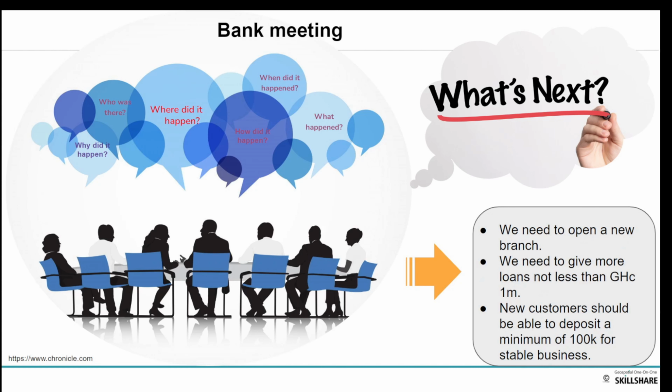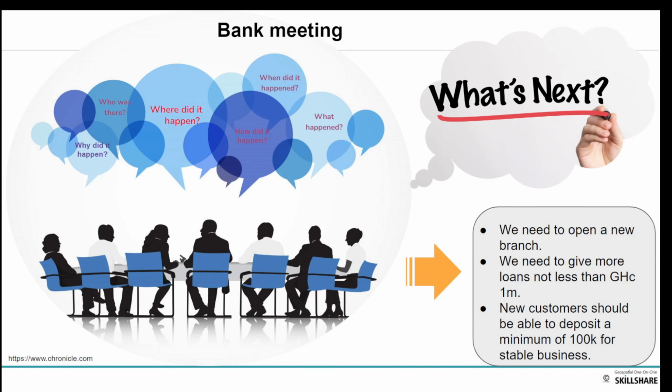Example number three. Let's imagine that it was a bank having a meeting. The bank has asked all the questions that they need to ask. At the end of the day, the bank has decided that we need to open new branches. We need to give more loans to people, and the loan should not be less than maybe 1 million Ghana cedis. We need to find new customers who would be able to deposit a minimum of 100,000 Ghana cedis. That is the only way we can keep ourselves in business. That's the only way we can keep running as a bank, and that's the only way we can actually grow as a bank. These are very wonderful decisions.